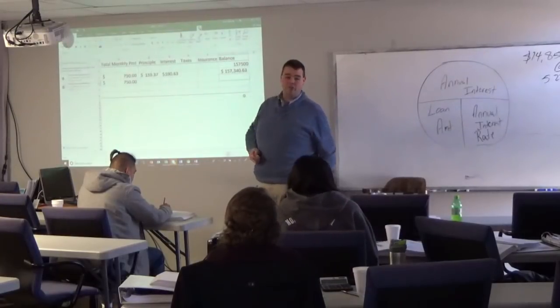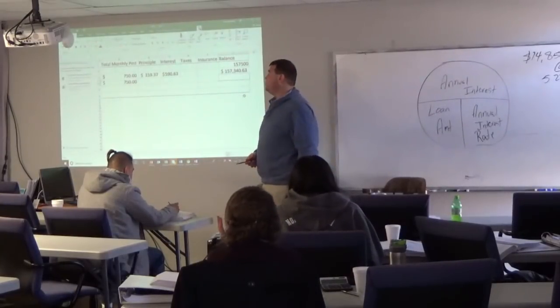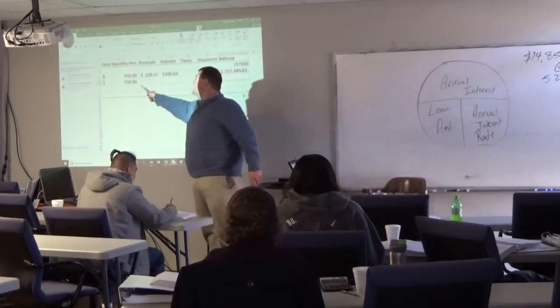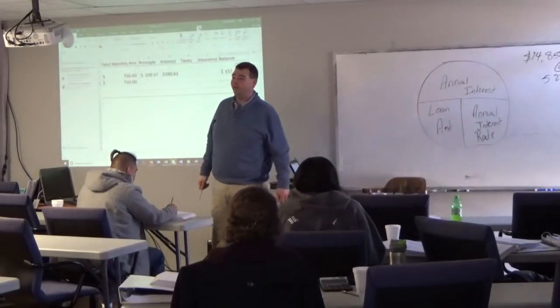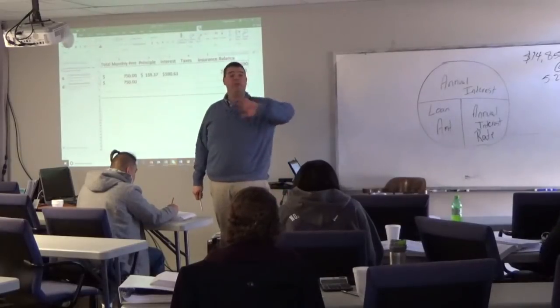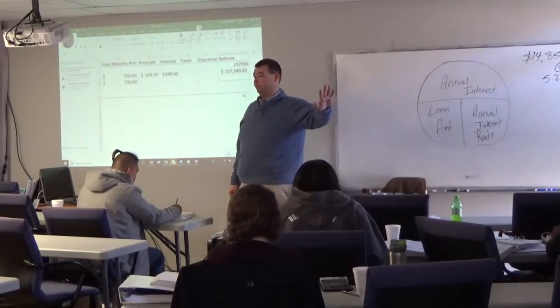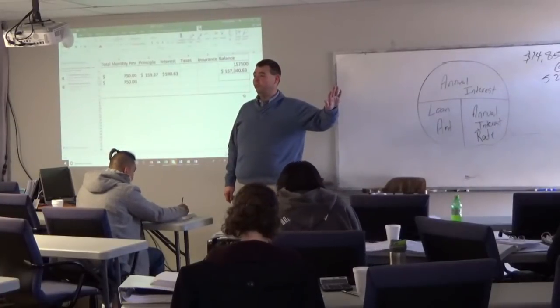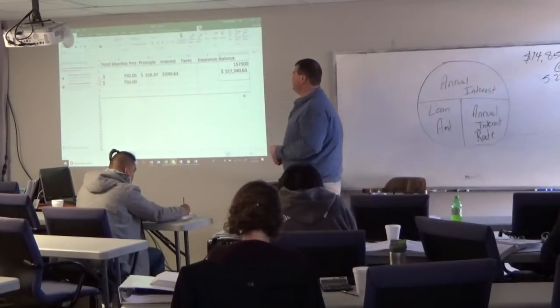Now, how many payments have we done? One. How many do they want us to do? Two. So we've got to restart the process. The only thing that stays the same is what? The monthly payment amount. That's $750. We have to recalculate every other number. Every other number is going to change. It's going to be different. So what do we start with?